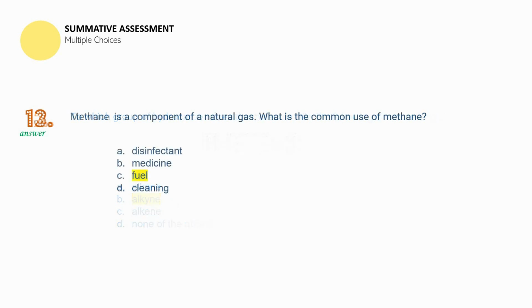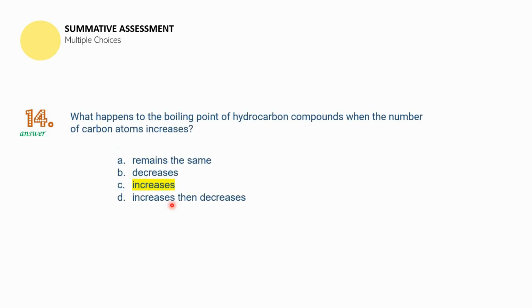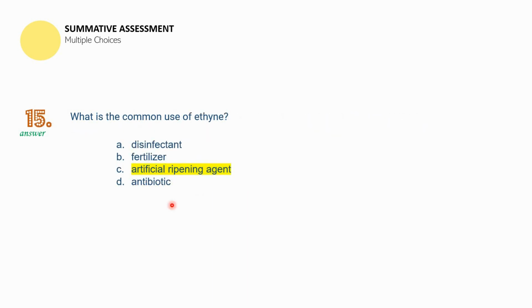Question number 13. Methane is a natural gas, and its most common use is still as a fuel, or as an additive to fuel. Question number 14. The answer is, as the number of carbon atoms increases, the boiling point of hydrocarbon compounds also increases. So they are directly proportional. Question number 15. The most common use of ethine is as an artificial ripening agent.